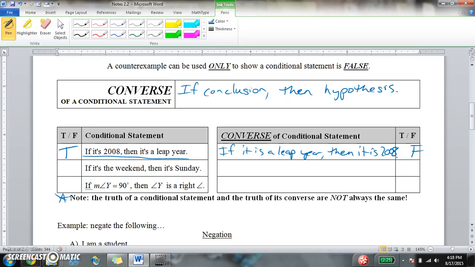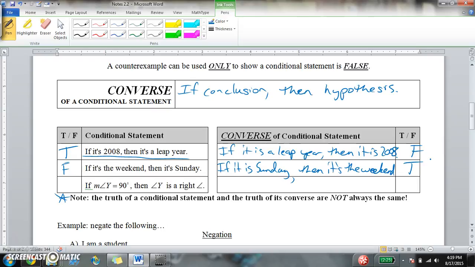If it is the weekend, then it is Sunday. This is a false statement because it could be Saturday. If it's the weekend, it could be Saturday, it could be Friday. So that's a false statement. If we took the converse, we would switch that around. If it is Sunday, then it's the weekend. That is a true statement because Sunday always falls on a weekend.